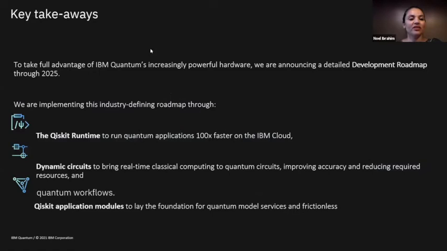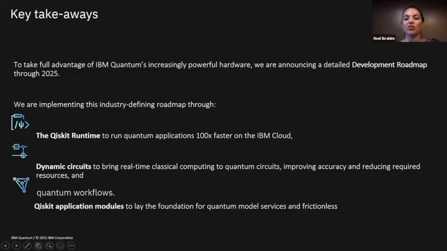So key takeaways. To take advantage of IBM Quantum's increasingly powerful hardware, we are announcing a detailed development roadmap through 2025 as well. The key takeaways of the development roadmap are the Qiskit runtime to run quantum applications 100 times faster on the IBM cloud. And this has been made available now to members of the IBM Quantum Network. Dynamic circuits will be introduced to bring real-time classical computing to quantum circuits, improving accuracy and reducing required resources.